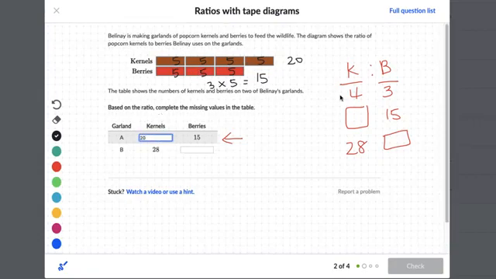You could do the same thing over here. 3 times what number to get to 15? 3 times 5. It's exactly what we did here.